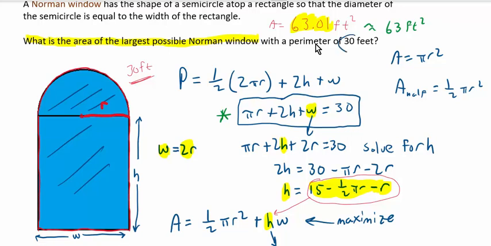Now you need to go buy 30 feet of materials and have fun building your Norman window, and it will be the biggest Norman window that you could possibly make.